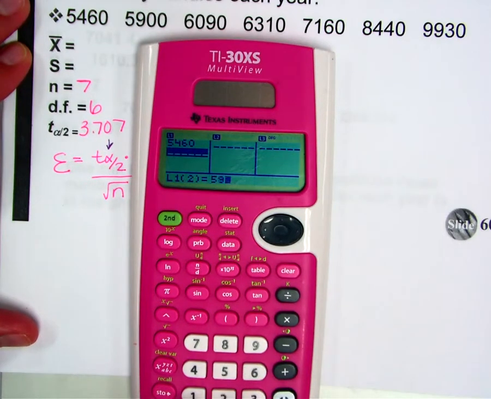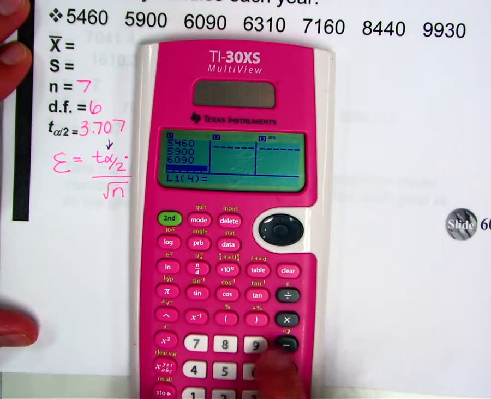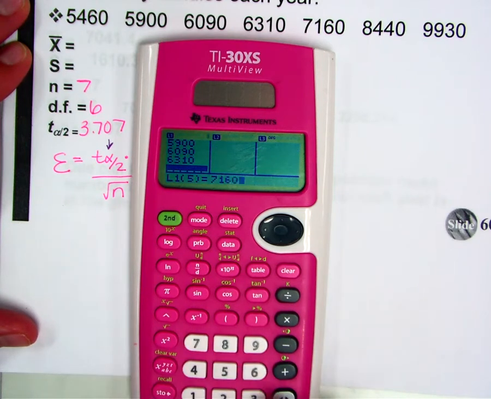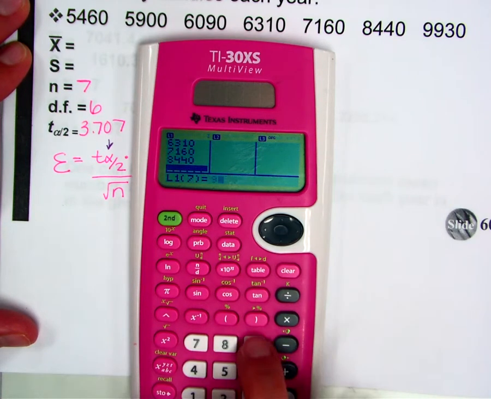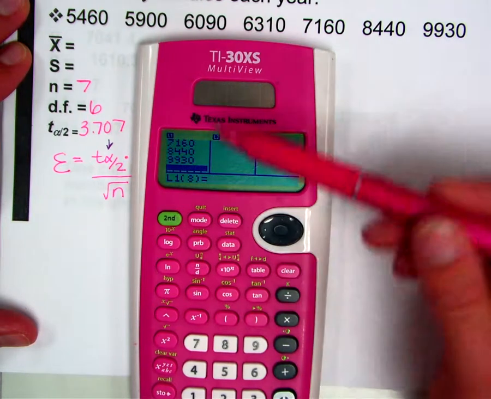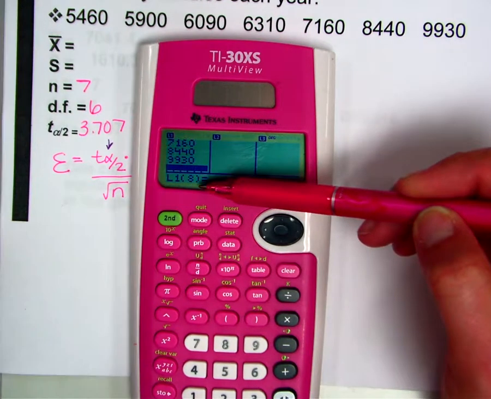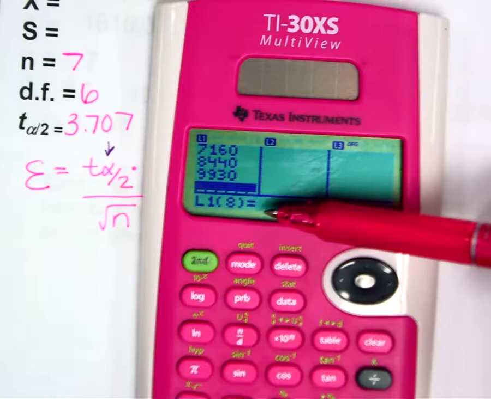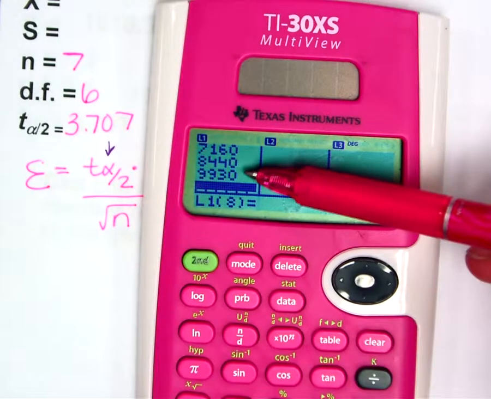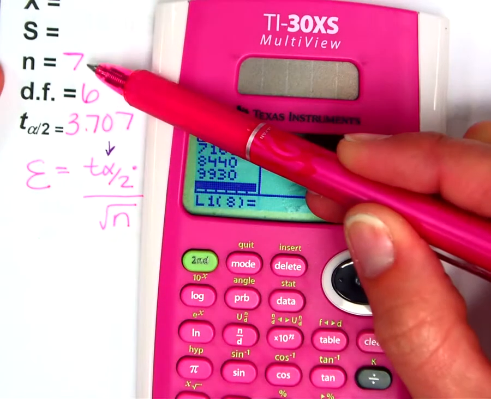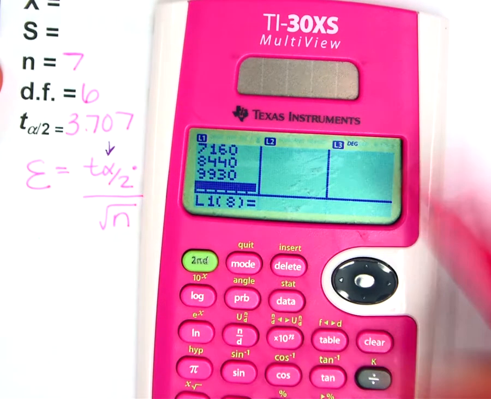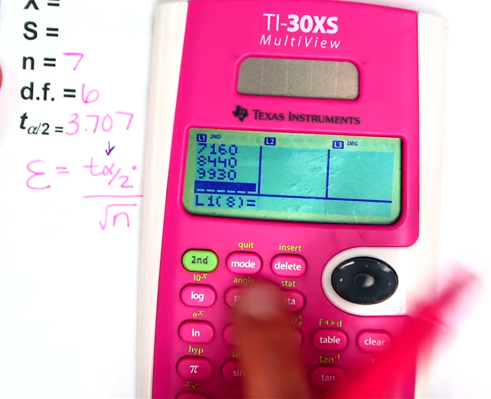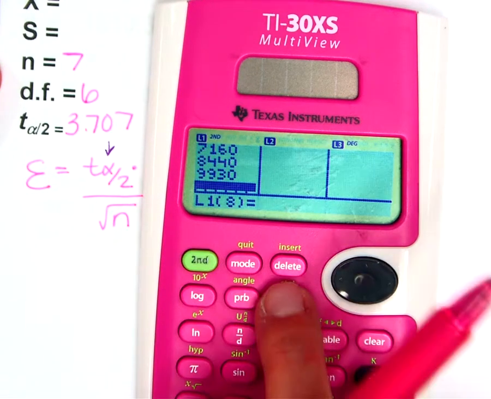And then 5,900, enter, 6,090, enter, 6310. Okay, when you finish, see how that says L8? It's looking for the 8th value. That means you typed in 7, which is good. It matches our 7. All right, now what we're going to do is hit the second button, and then that data button, which is stat right above it.